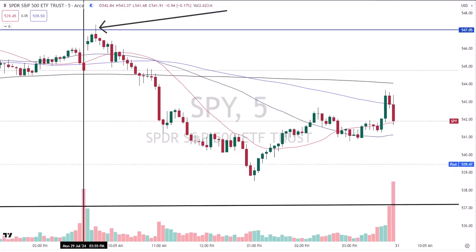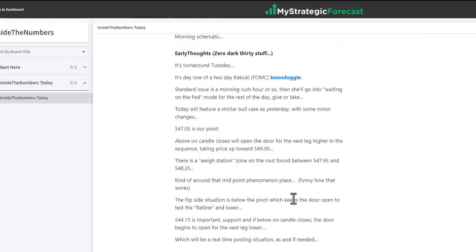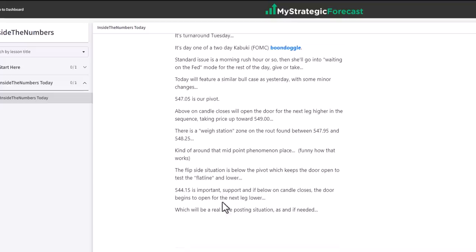Our first trade of the day, morning trade, is generally speaking a reaction from the pivot. Some traders got it, some traders didn't. It was a little bit early. I personally was looking for a higher price to short and certainly scared away some traders in the live room. So I take full and complete responsibility for that. In fact, this morning around the pivot was the dead high. Above on candle closes, we don't have to worry about that. But the flip side situation is below the pivot, the door is open to the flat line and lower.